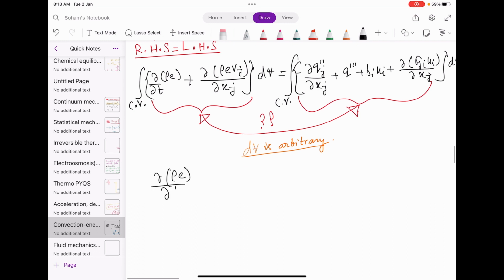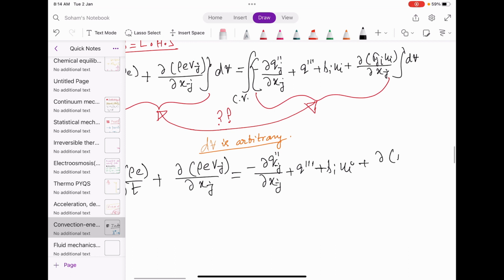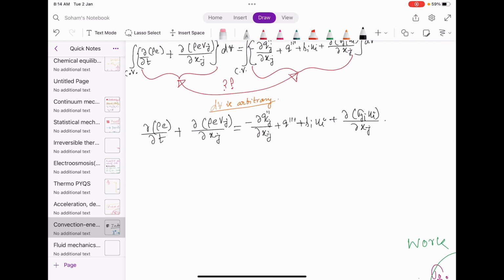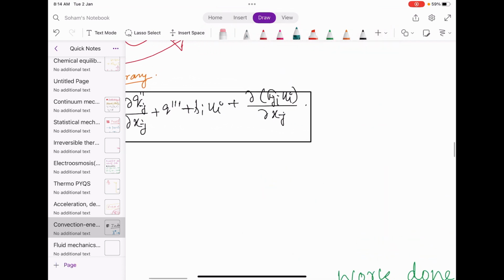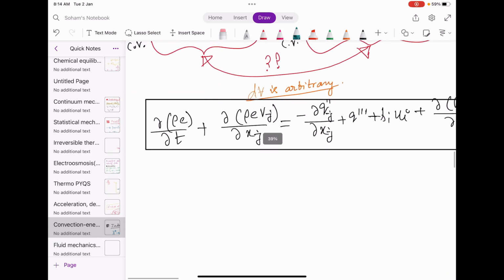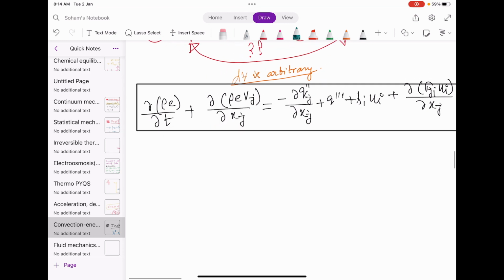So equating these two terms, what they will give: ∂(ρe)/∂t plus ∂(ρe u_j)/∂x_j is equal to minus ∂q_j double dash/∂x_j plus q triple prime plus ρ b_i u_i plus ∂(σ_ji u_i)/∂x_j. So this is the total energy equation. Correct?